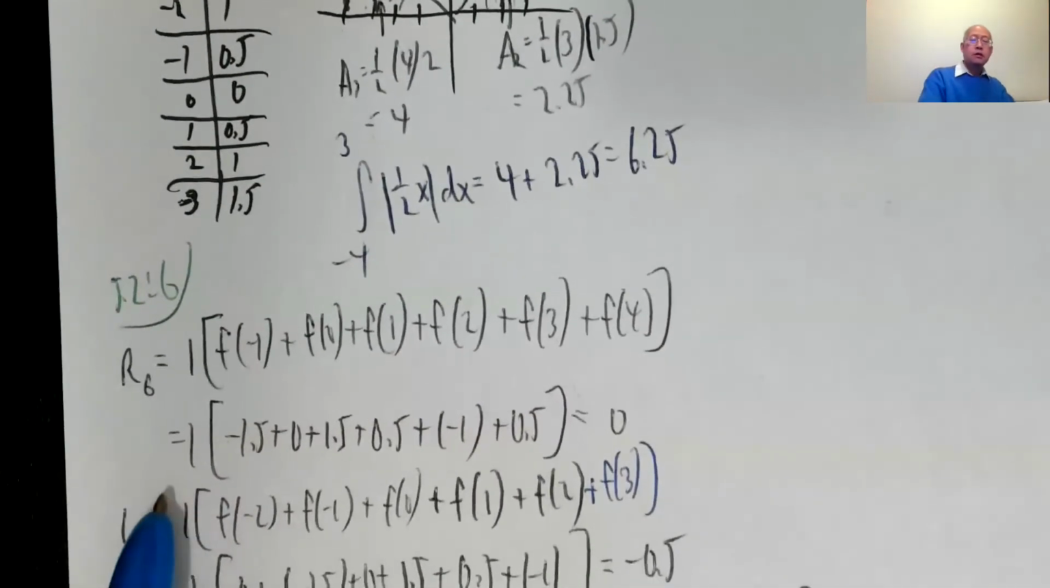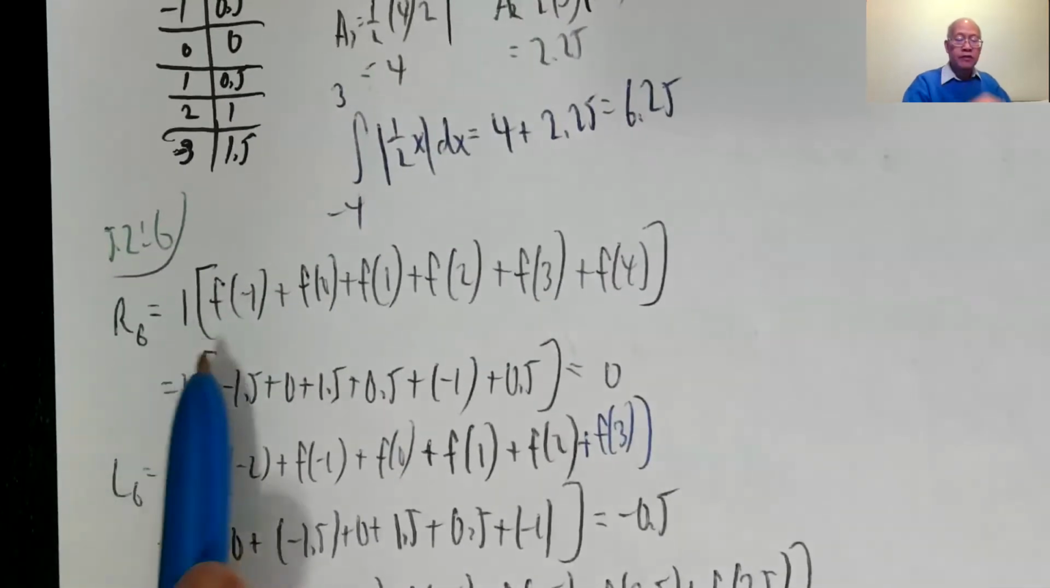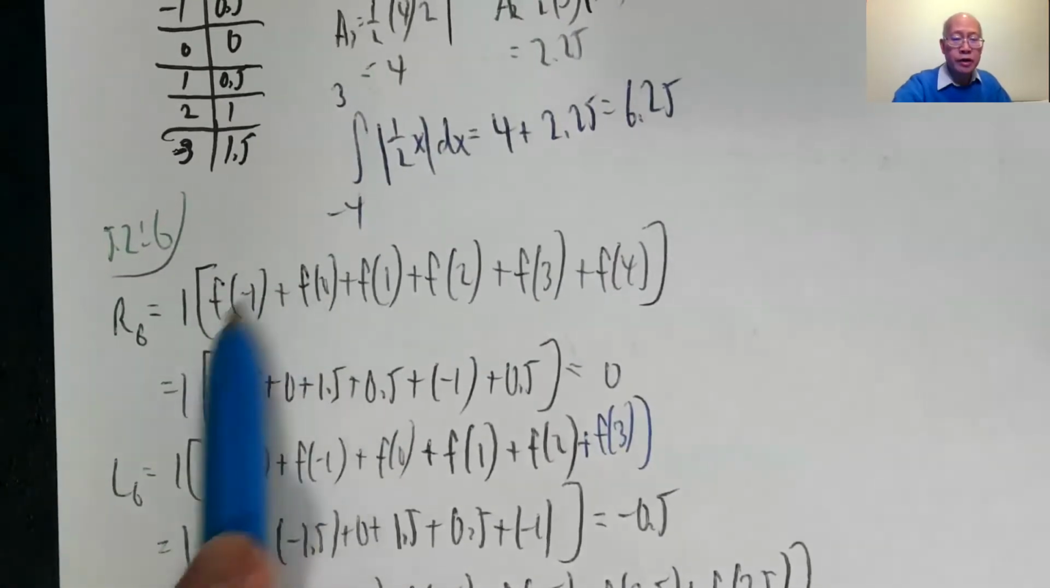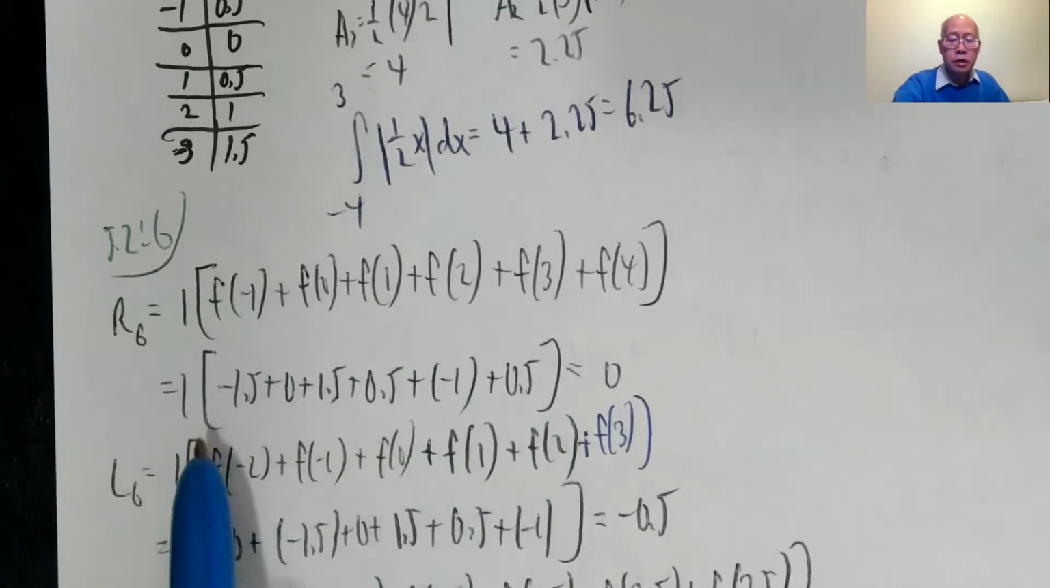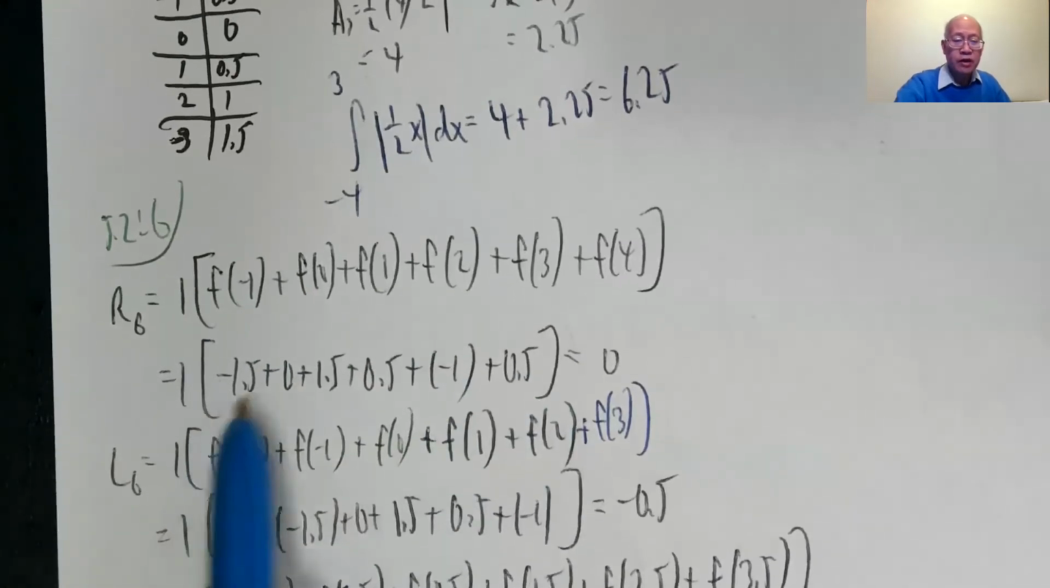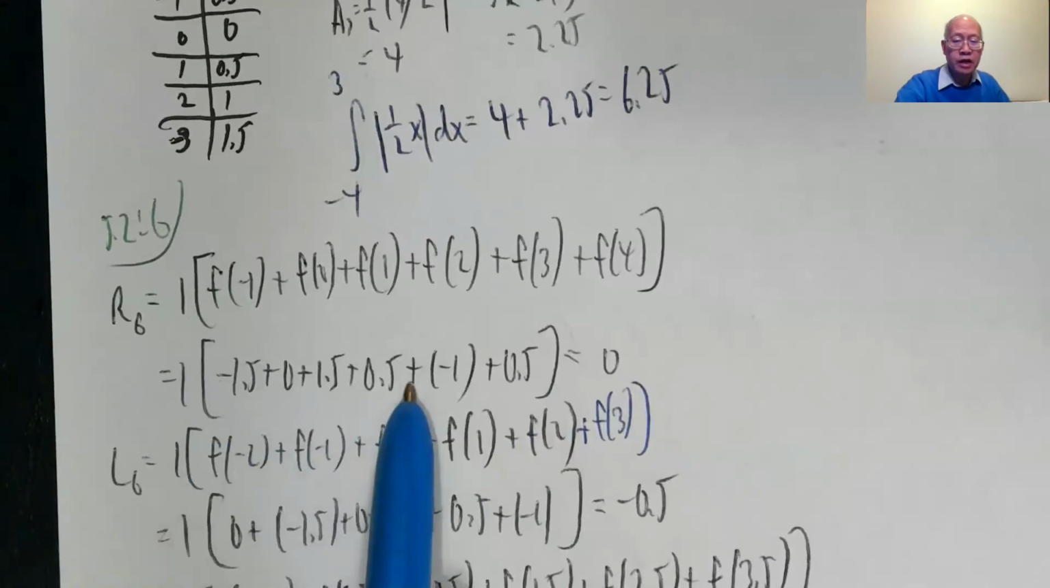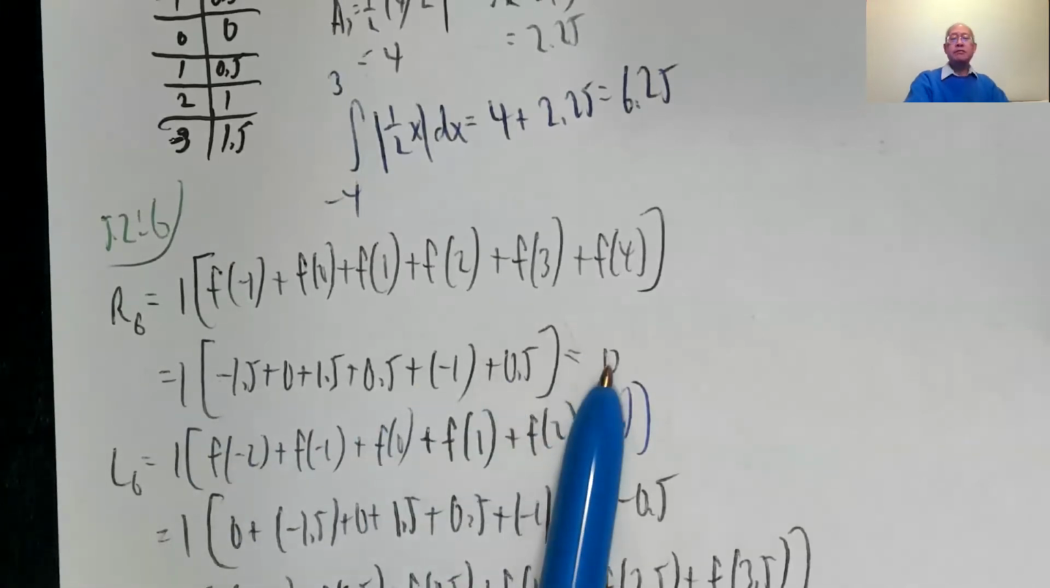Okay, so delta x is 1 in each case. I like multiplying by 1. So it's the function values at the right endpoints, -1, 0, 1, 2, 3, 4. If you look at the graph, it's -1.5, 0, 1.5, 0.5, -1, 0.5. Add them all up, 0.